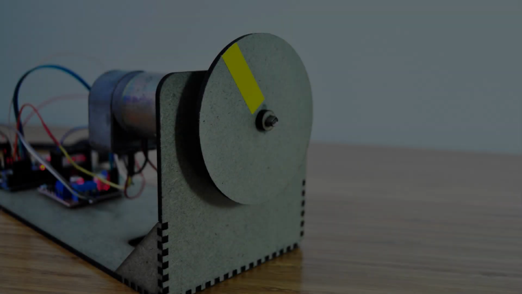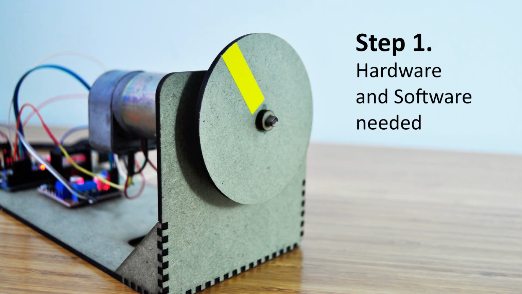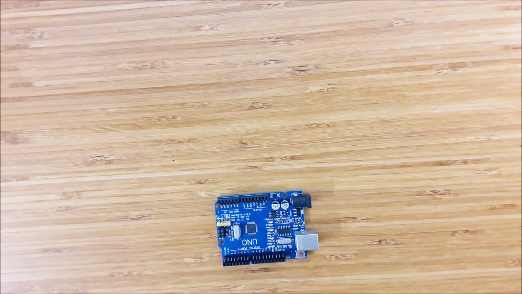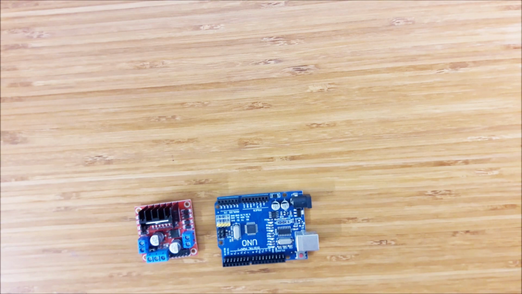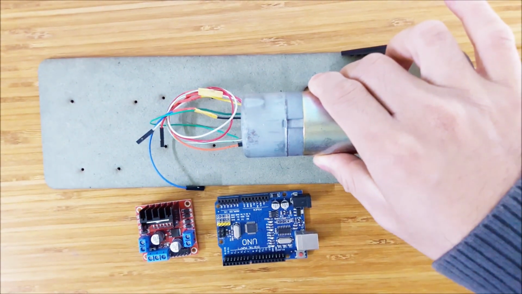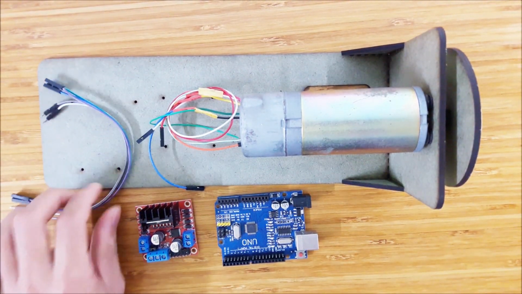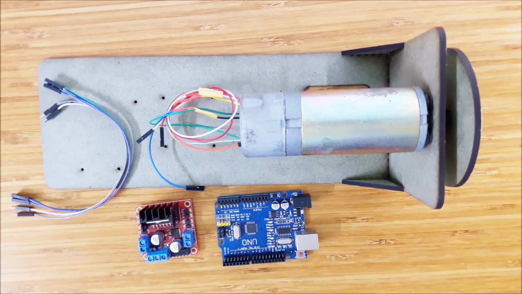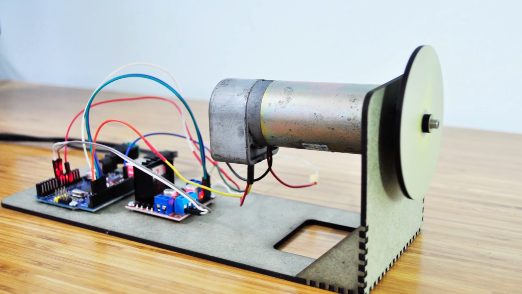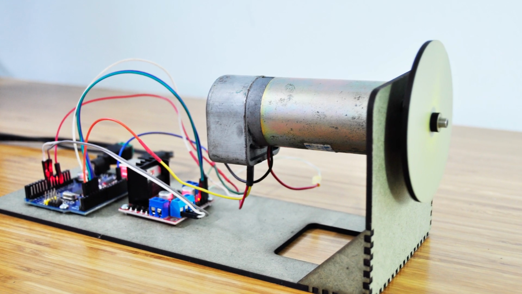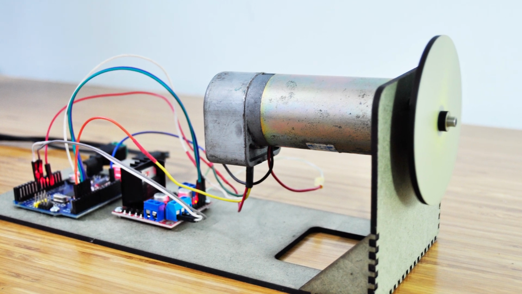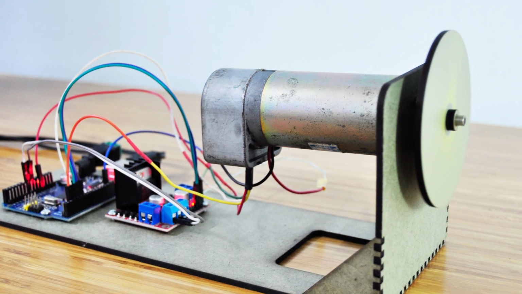Step 1. Hardware and software needed. To make this project, you will need following hardware: motor with encoder, H-bridge L298, Arduino UNO, and other auxiliary parts like motor base cables. The motor with encoder, you can choose any DC motor, but you need to know how many turns of encoder per revolution.